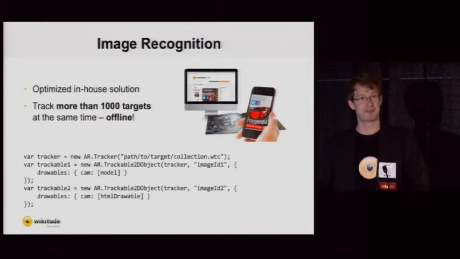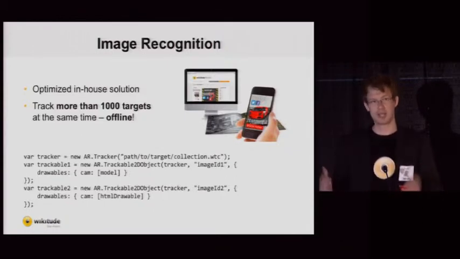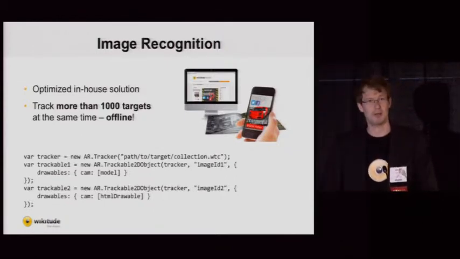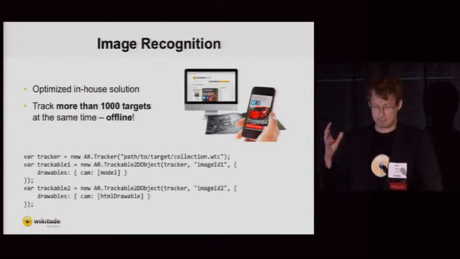If you have targets which you want to track in your scenario, in your solution, you can take these targets and upload them to our target management system. That's what we call it so far. You get a Wikitude targets collection out of these images that you're uploading at the same time. As I said, about 1,000 targets is possible.